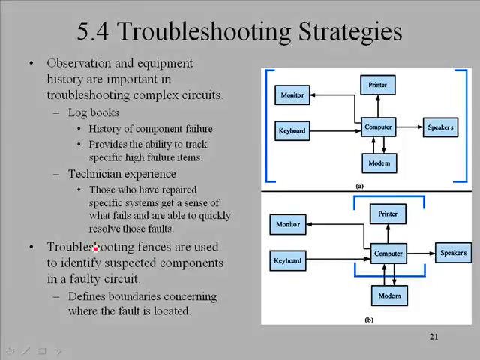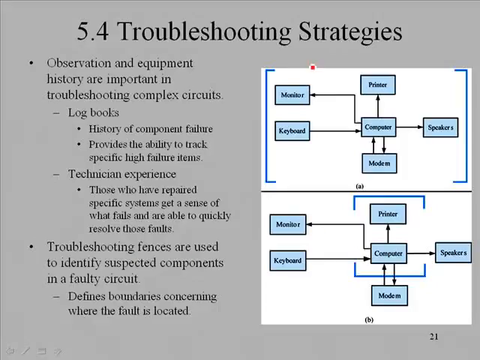Troubleshooting fences are used to identify suspected components in a faulty circuit. And this term fence, the idea is that you define boundaries concerning where the fault is located. And there's lots of ways to describe this. Your text uses this term called fences.